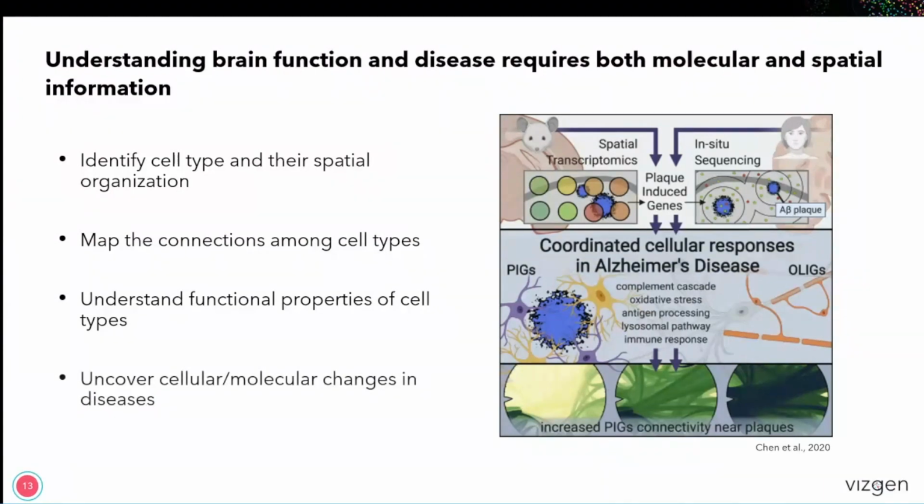Last but not least, spatial genomic approaches can advance our understanding of brain disease. In this work, we also performed spatial transcriptomics and in situ sequencing assays to understand the cellular and molecular changes associated with the AD hallmark, amyloid beta plaque. This could not be achieved without spatial information.